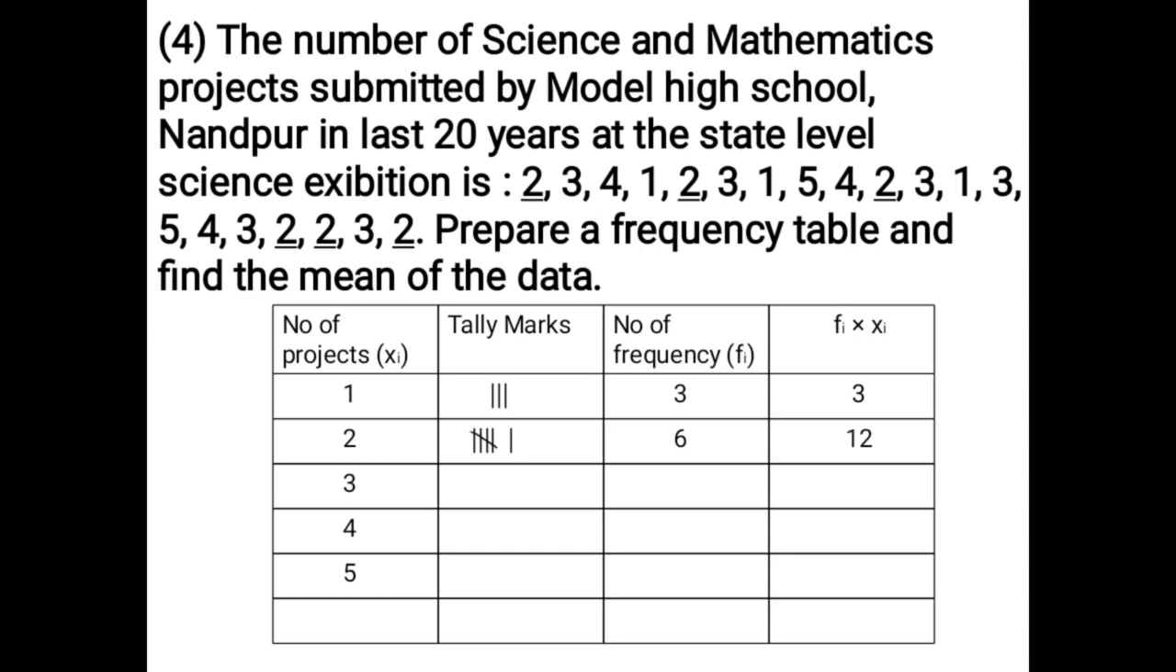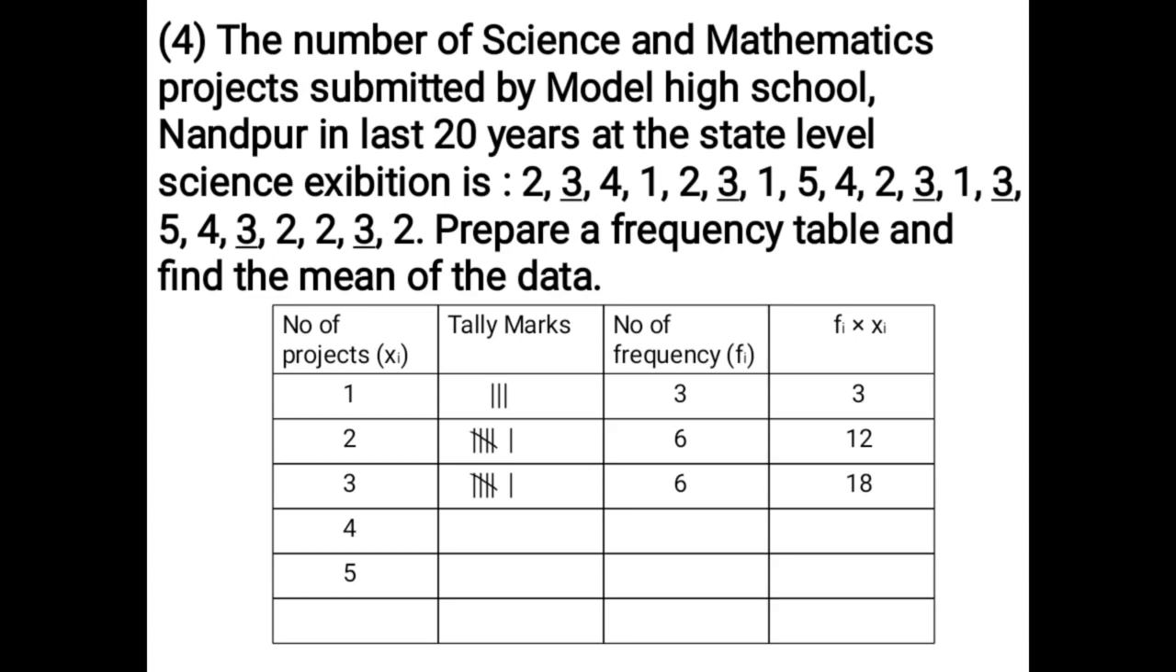Now you have to underline and count project number 3. Project number 3 total is 6. 1, 2, 3, 4, 5, 6. If tally marks is 6, number of frequency also is 6. Then you have to multiply fi into xi. 6 threes are 18.